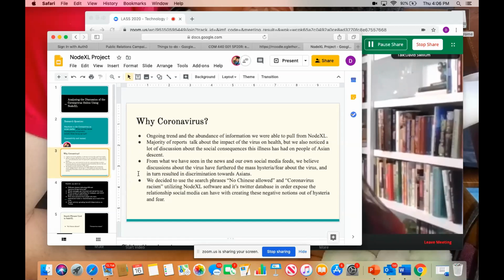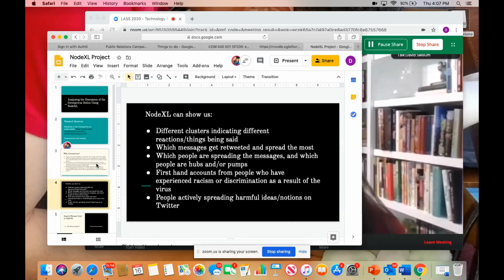And the technology we used was Node Excel, and it was great for this specific topic because the coronavirus is an ongoing trend, and there was an abundance of information that we were able to use from Node Excel and its Twitter platform to see these relationships and expose the relationship between social media, mass hysteria, and the coronavirus, and people's different reactions across social media platforms. And basically, what you can see with Node Excel, and that you'll see more in the breakout rooms when we get there, is the different clusters and the reactions of what people say.